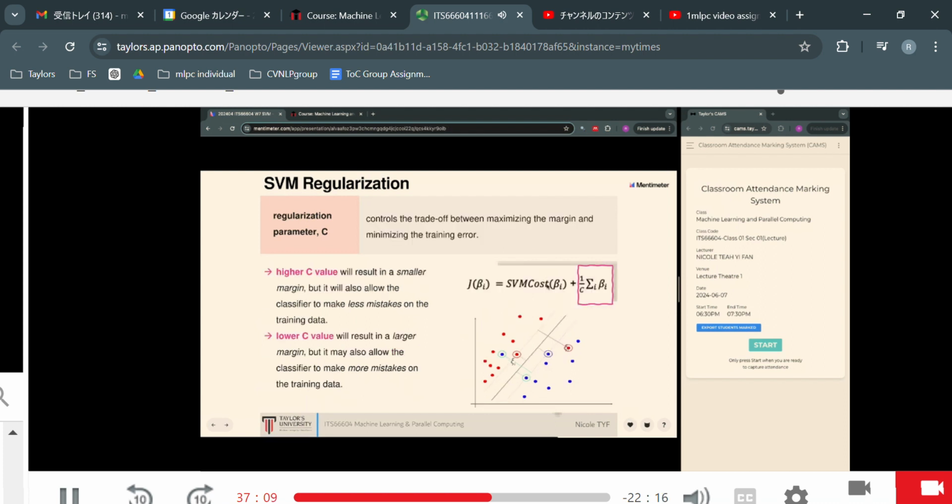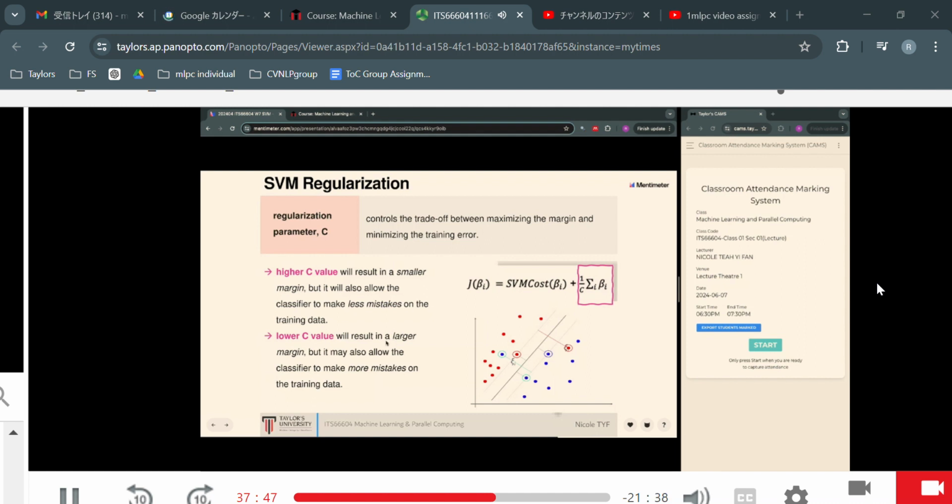So how do we fine-tune this parameter C? This C is a parameter for us to fine-tune if we were to train a support vector machine. We can see that C is inversely proportional to the cost function. Therefore, a higher C value will result in a smaller margin, but it will also allow the classifier to make fewer mistakes. A lower C value results in a larger margin.